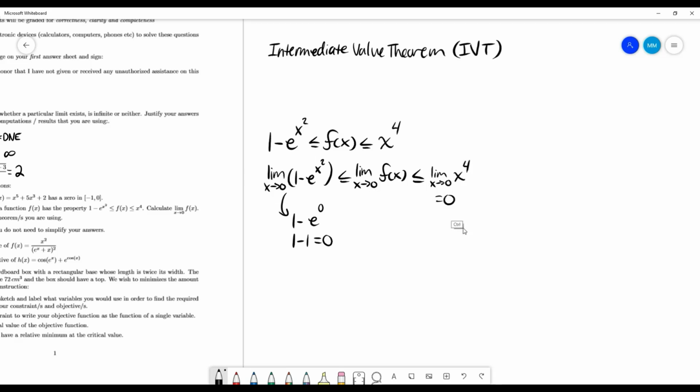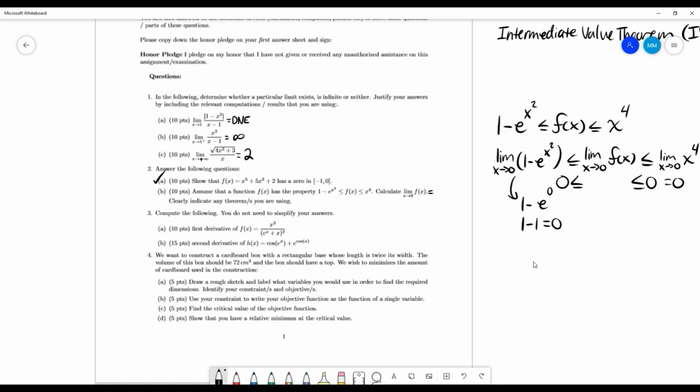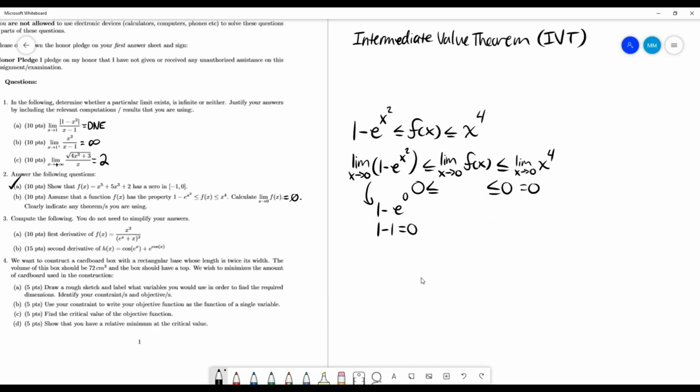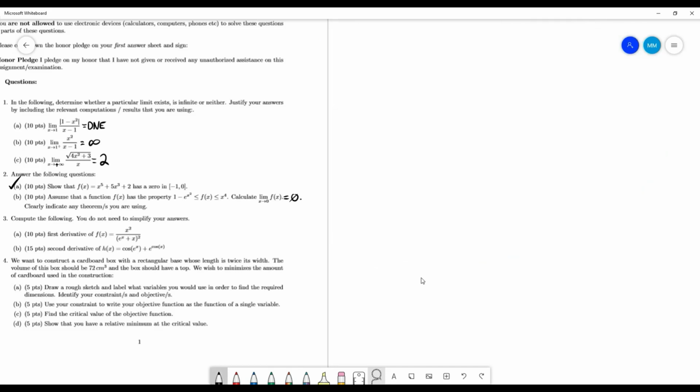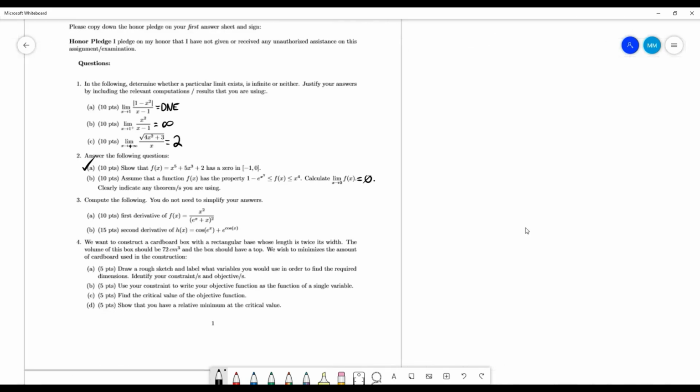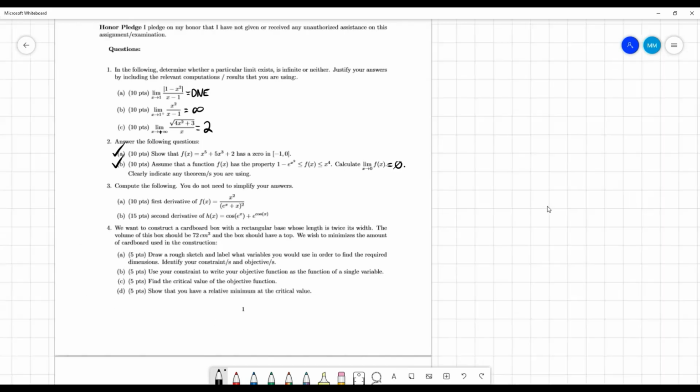Since these limits are the same, that means that this limit must equal 0, because it is greater than or equal to 0, and it is less than or equal to 0. Therefore, this limit equals 0. And again, they say to clearly indicate any theorems you were using. So I would literally write out the word squeeze theorem or sandwich theorem on your exam if you have a question like that, just to be 100% certain that you're meeting those requirements.